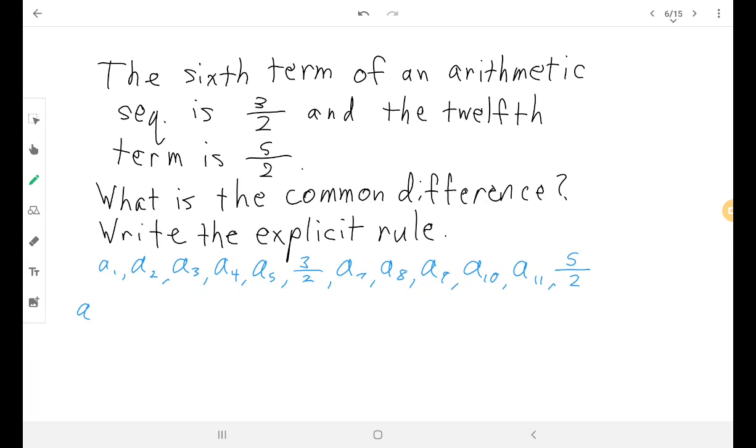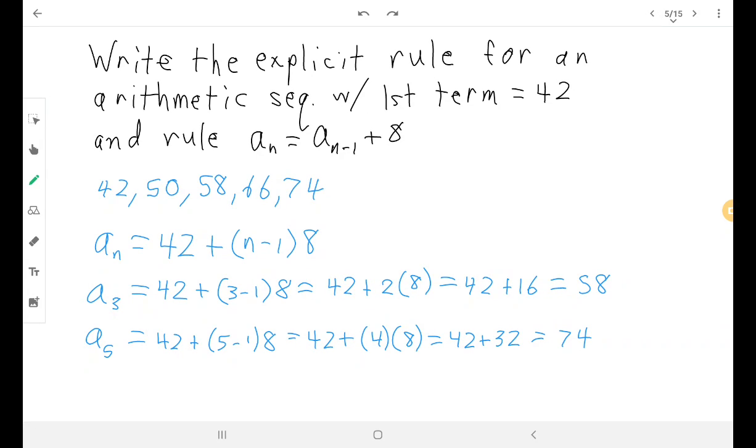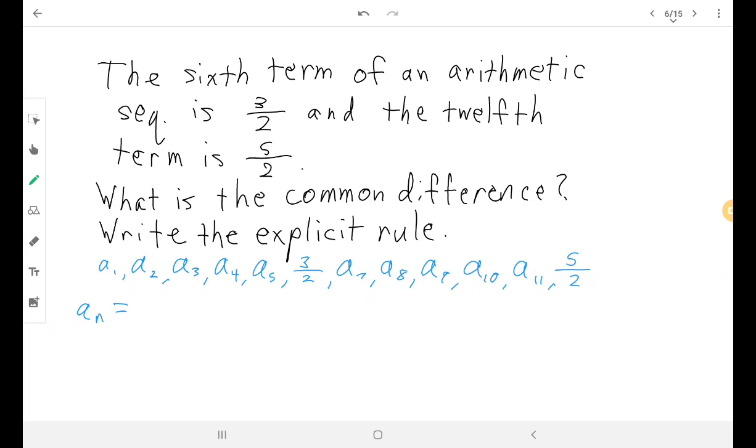Okay? The way these always work, as we can see from here and before, is you have your a sub n equals your first term plus n minus 1 times your common difference, which let's put as a D for difference. That is the thing you're adding over and over again. It's called the common difference because if you subtract two numbers next to each other, that's the number you get. Okay?